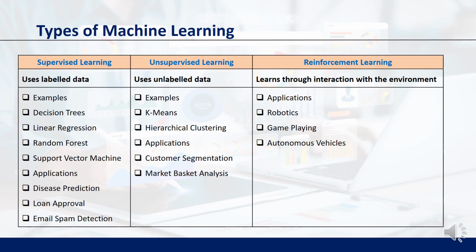Then reinforcement learning. The third category is reinforcement learning. Here, the system learns through interaction with the environment. The applications shown in this slide include robotics, game playing, and autonomous vehicles. The important point to remember is that decision trees belong to supervised learning. That is because a decision tree learns from historical examples where the correct output is already known.